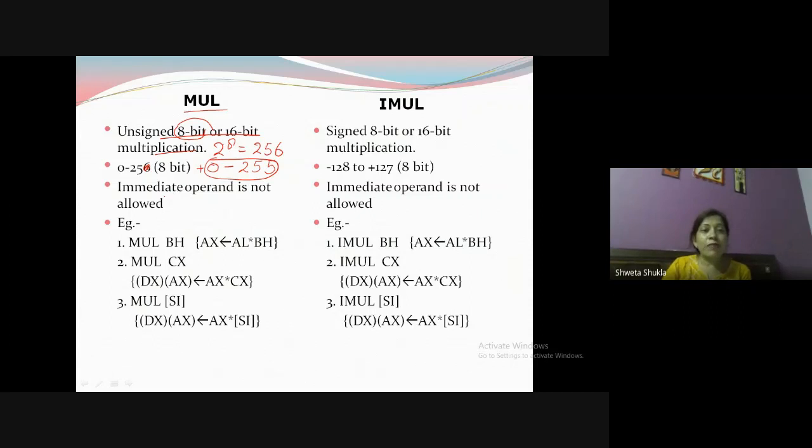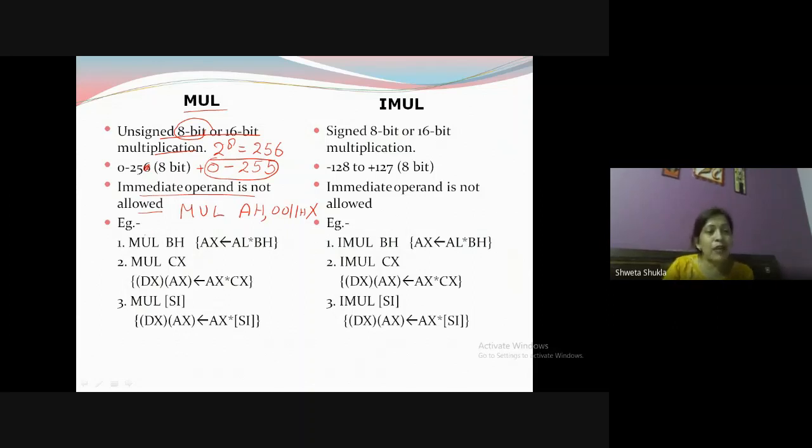Now in the case of multiplication, always remember no immediate operand is allowed. That means you cannot write an instruction like MUL AH, 0011. If you write it like this, it is not allowed. You can't write the instruction like this. You have to give a particular register, and that is a must.